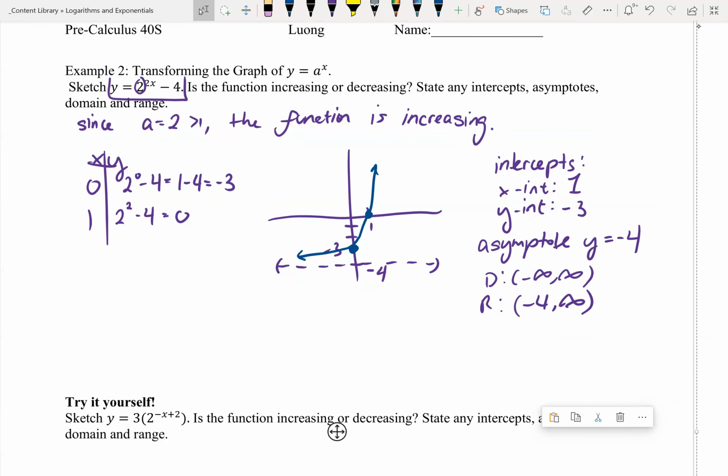I would like you to try the next one on your own. Be careful because we do need to reflect in the y-axis because there's a negative in front of your x. So go ahead and try this on your own. When you're ready, press play for the full solution.